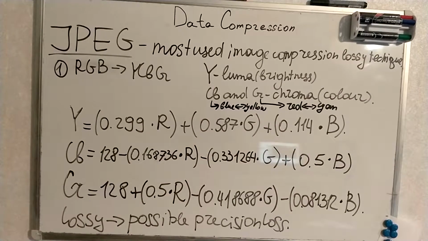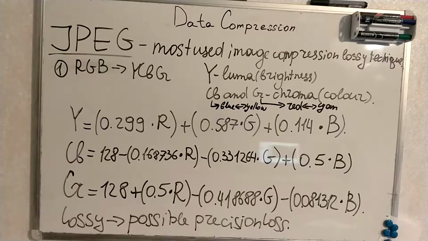Today we have JPEG compression. JPEG is the most used lossy image compression technique. It consists of a lot of steps, the first of which is conversion from RGB to YCbCr color space.